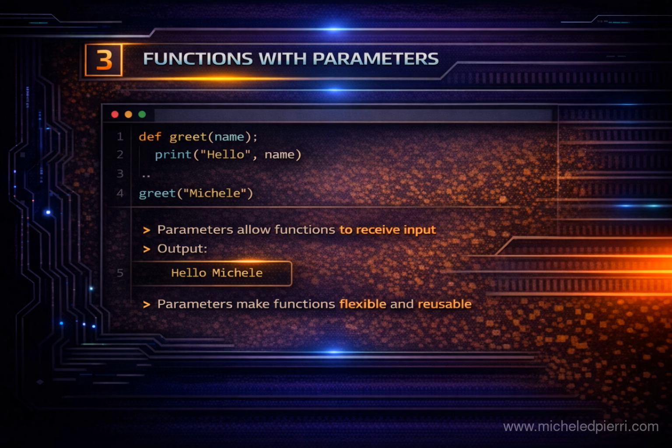Parameters are what make functions truly useful. Instead of hard-coding values inside a function, you leave placeholders that will be filled when the function is called. This allows the same logic to adapt to different situations without being rewritten. In this example, the function no longer prints a fixed message. It accepts a name from the outside and uses it when it runs. Calling the function with a specific value produces a personalized result, showing how one definition can handle many different inputs.